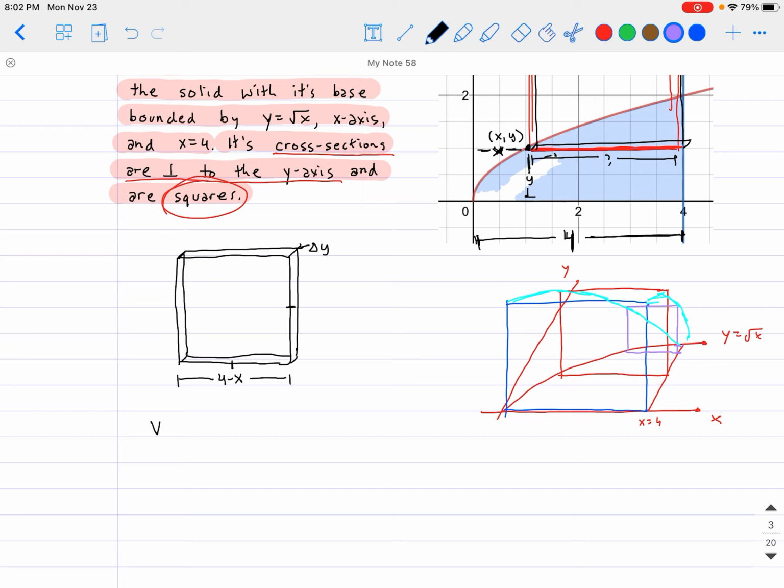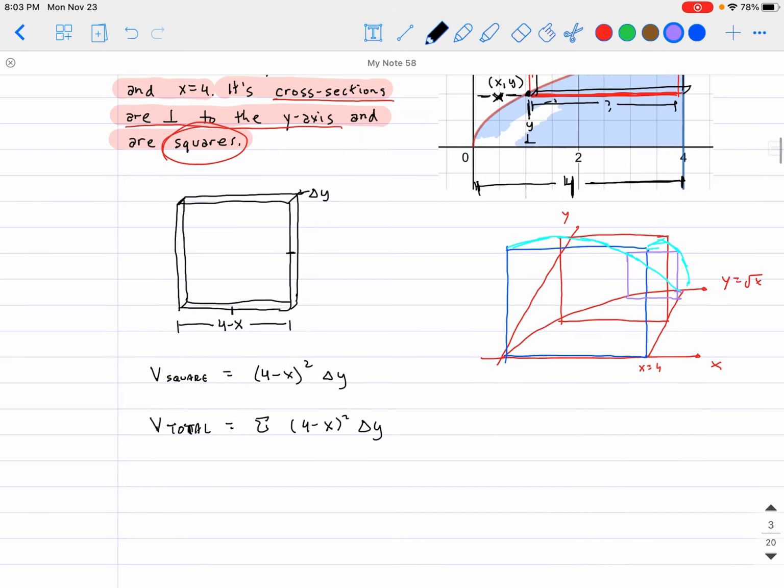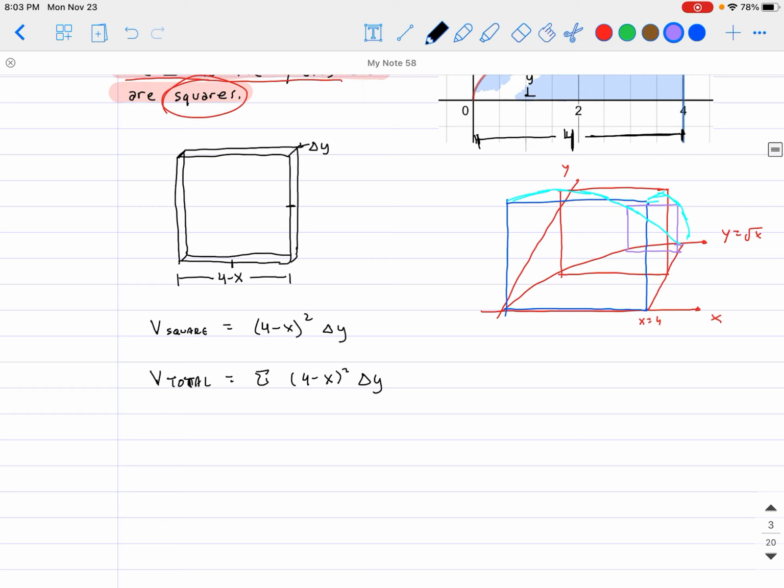So the volume of the square, or the cross section, whatever you want to call it, is going to be 4 minus x multiplied by 4 minus x, so (4 minus x) squared, and multiplied by delta y because there's a thickness to it. So the volume of, not the slab, but the total volume, is going to be equal to the summation of every single one of those slabs. So you can see, now that's where I'm going to set up my integral.